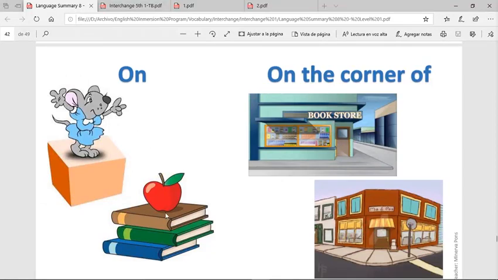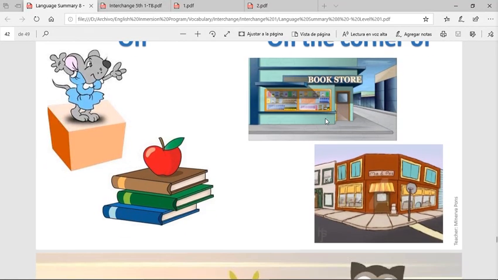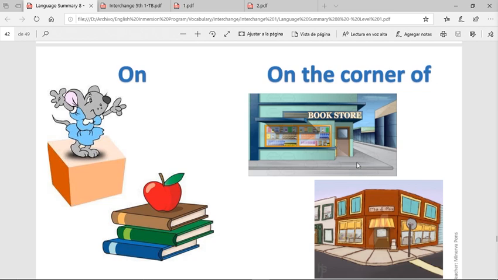On, it's when it's touching the thing that they're on. And you can say on the corner of. This is the corner when the two streets meet.